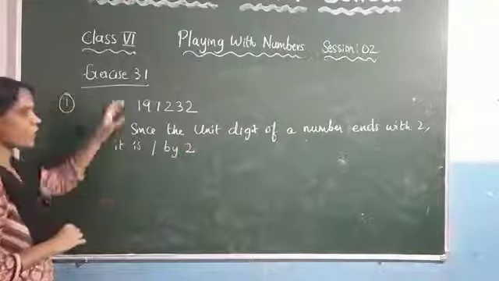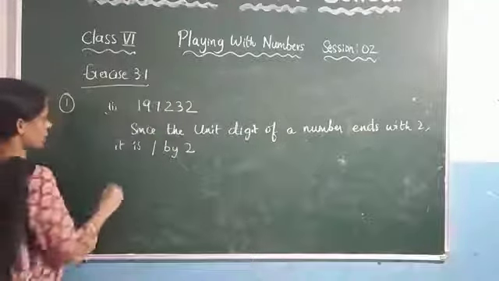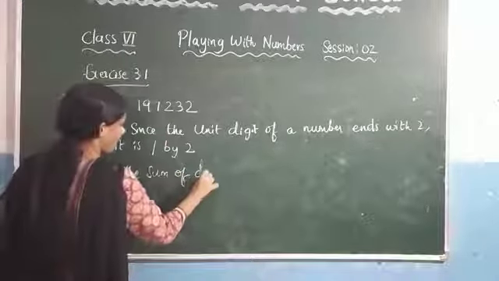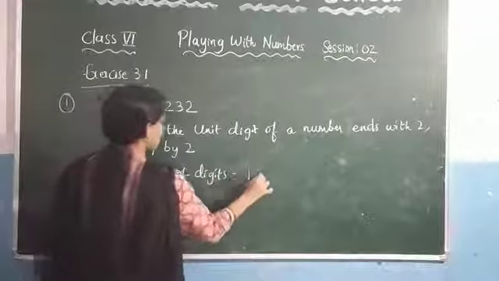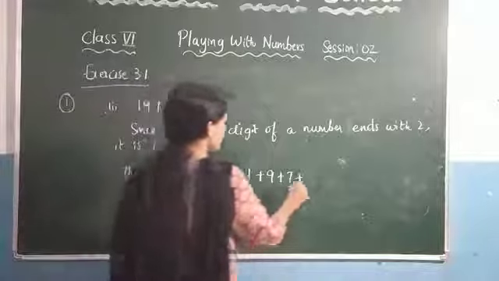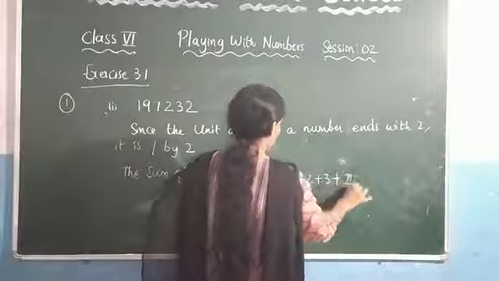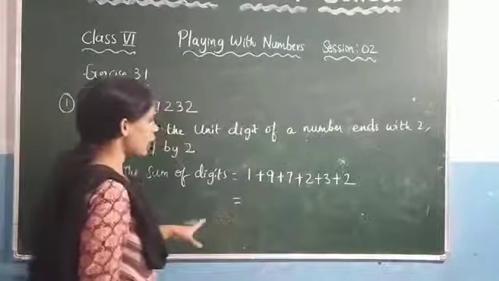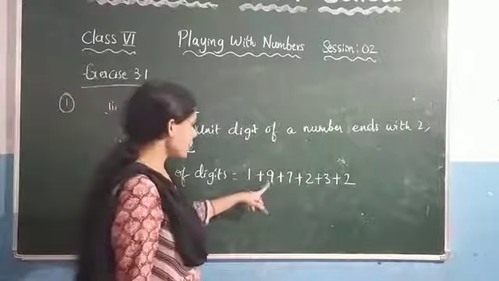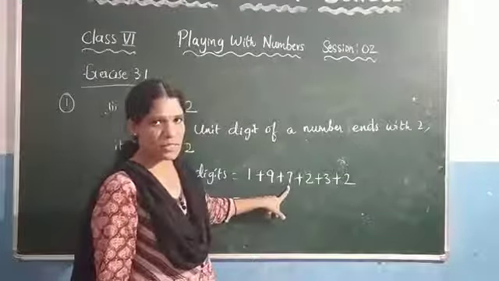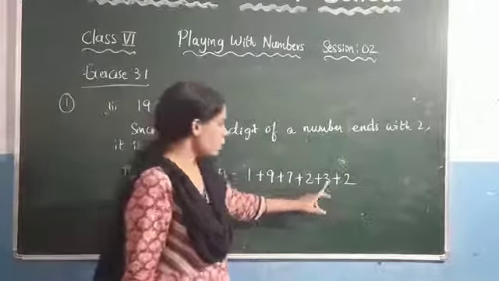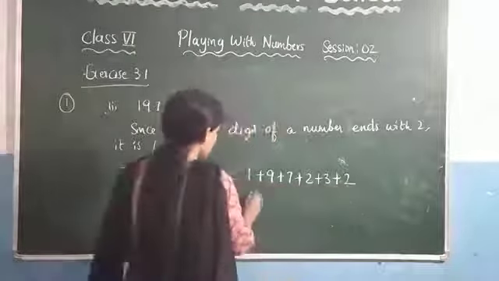For the divisibility rule for 3, what we need to do, we have to take the sum of the digits. Take the sum of the digits here. What is the sum of the digits, which is 1 plus 9 plus 7 plus 2 plus 3 plus 2. Now you need to add all these numbers, and after that you have to check whether the answer is divisible by 3 or not. Now here what you will get: 1 plus 9 which is 10, 10 plus 7 which is 17, 17 plus 2 is 19, 19 plus 3 which is 22, and after that 22 plus 2 which is 24.